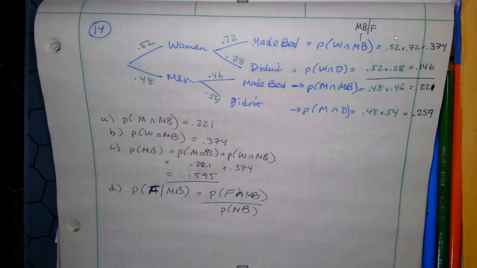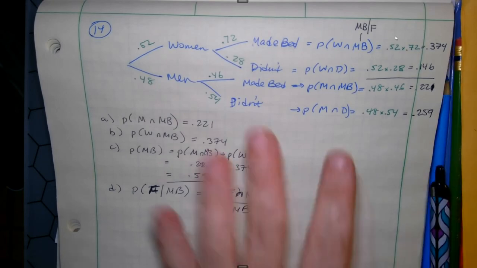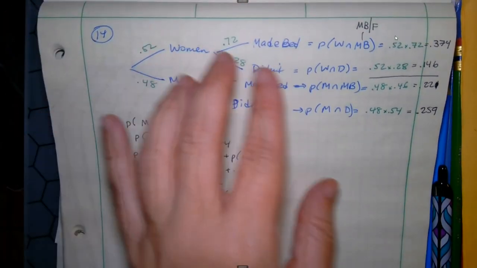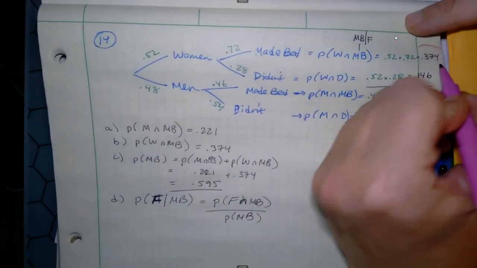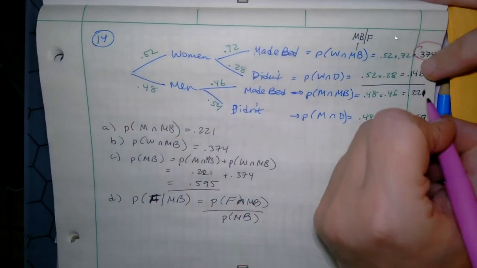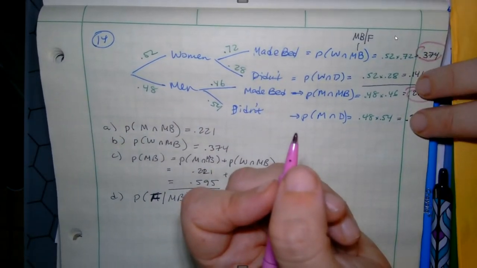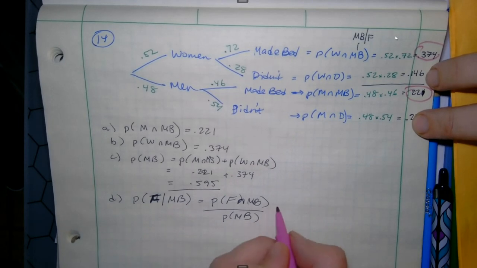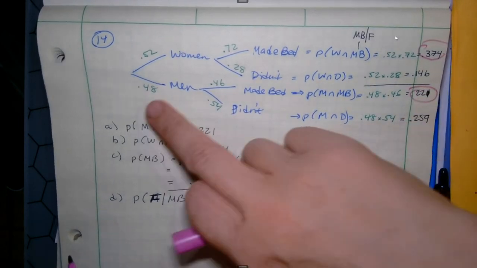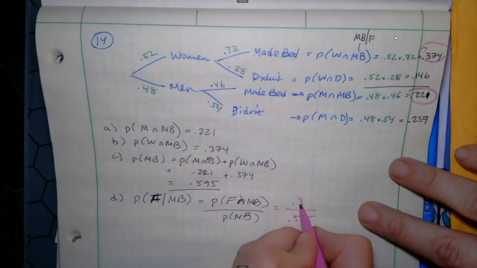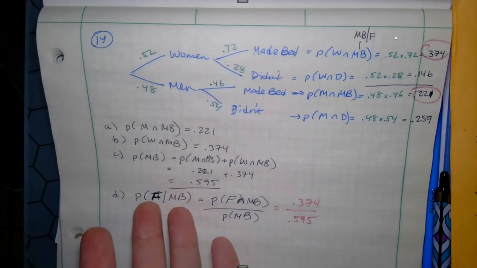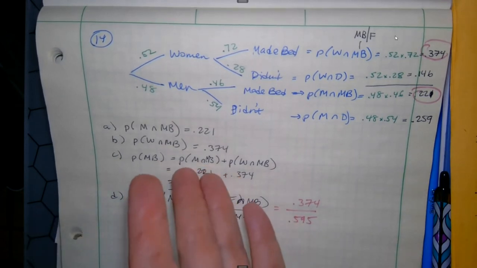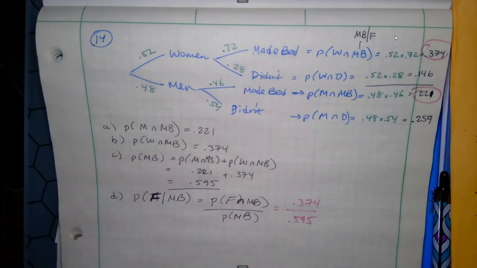The idea here is that if you look at the table, the chance of making your bed is you either went this way and got this number, or you went this way and got this number, and then we add these two, and these two other events are out. So we have the chance of making your bed is 0.595, and the chance of being female and making your bed is 0.374. We're ignoring the women who didn't make their bed because that doesn't apply in this situation. If you knew for sure somebody made their bed, then the women who didn't don't qualify.